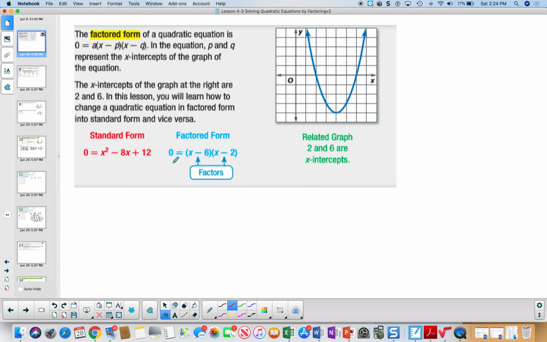This standard form can be written in its factored form. And the factored form reveals the intercepts. So you can see that one of our intercepts is 2, and the other intercept is 6 right here. So 2 and 6 are revealed right here. Now notice that the form looks something like this: a(x minus p)(x minus q), where p represents one of these two numbers and q represents the other number.